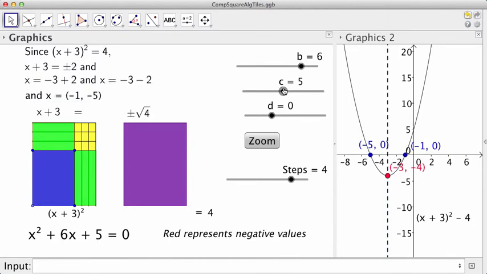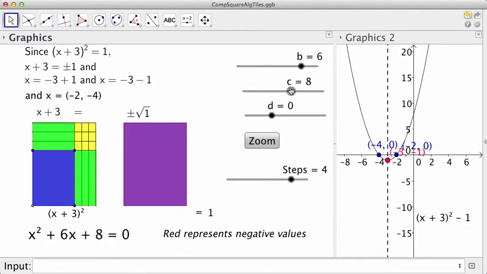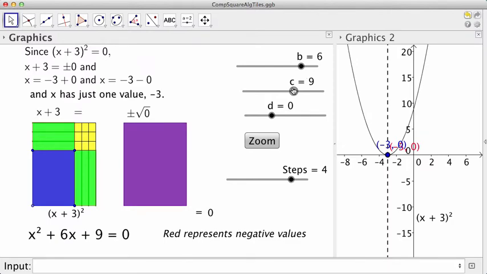Now eventually we're going to hit it so that the vertex is going to be exactly on the x-axis. At that point, our two solutions are going to overlap and become just one solution of x is equal to negative 3, which of course is the x value of the vertex. Notice that when that happens, we have the equation in the form x squared plus 6x plus 9. This is a perfect square trinomial because this is exactly equal to x plus 3 squared.